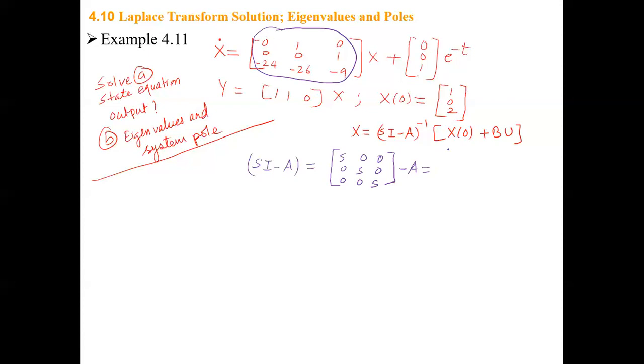sI minus A equals, s minus 0 is s. The next thing, 0 minus 1 is minus 1. 0 minus 0 is 0. Then 0 minus 0 is 0. s minus 0 is s. Then 0 minus 1 is minus 1. Then 0 minus negative 24 is 24. 0 minus negative 26 is 26. Then s minus negative 9, which is s plus 9.